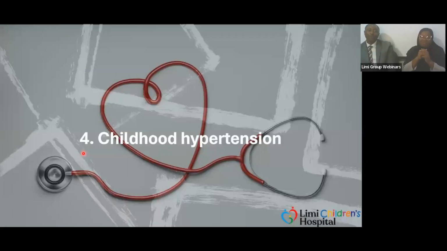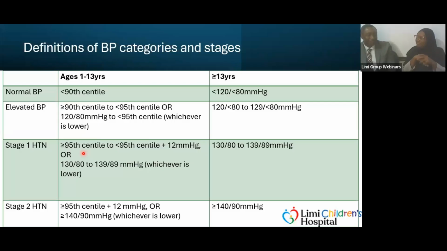All right. So let's look at childhood hypertension, which is the fourth cardiometabolic risk. We've talked about dyslipidemias, we talked about obesity, we talked about smoking. So, childhood hypertension. When I measure blood pressure in clinic, I see a reaction in the parents that the children have hypertension also. So what are the definitions of blood pressure categories and the stages of hypertension?